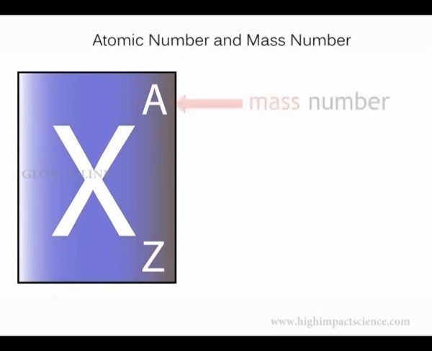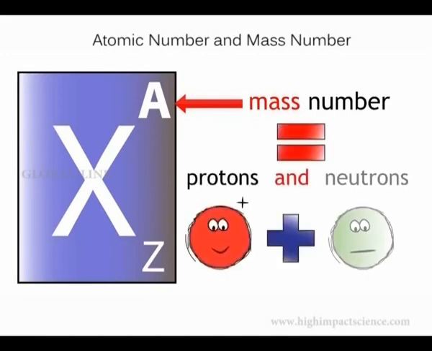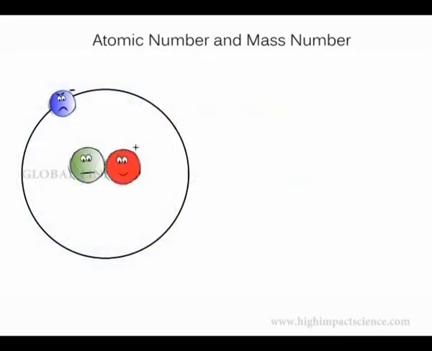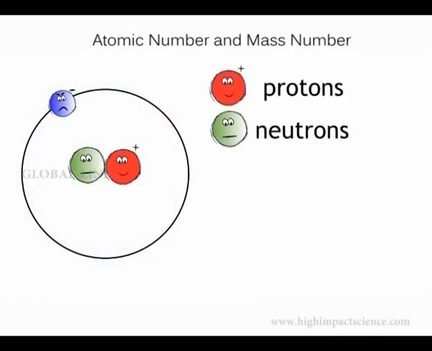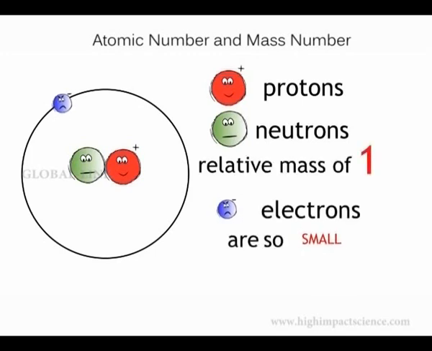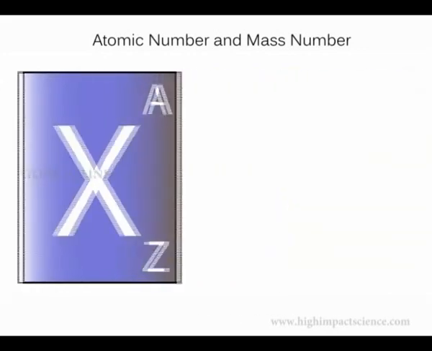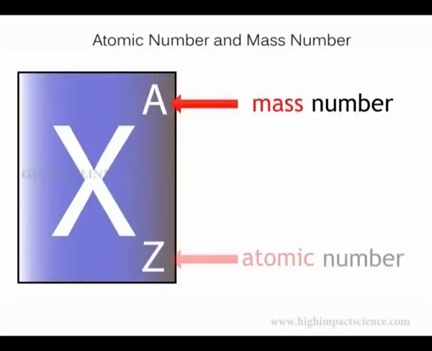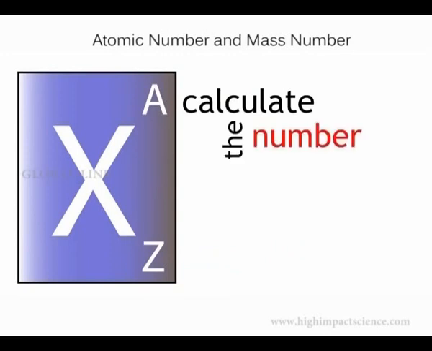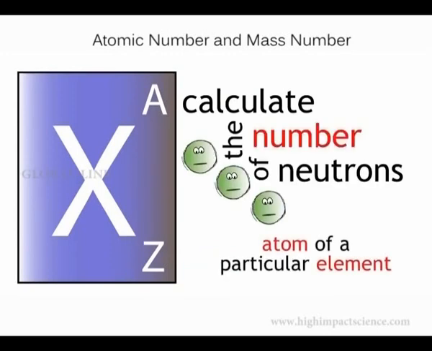The other number is the mass number. It has a symbol A. The mass number gives the sum of protons and neutrons that are in one atom of an element. A proton and a neutron each has a mass of 1, and the electrons are so small their masses do not need to be considered. And so if we know the mass number of an element and we know the atomic number, we can calculate the number of neutrons of that element.